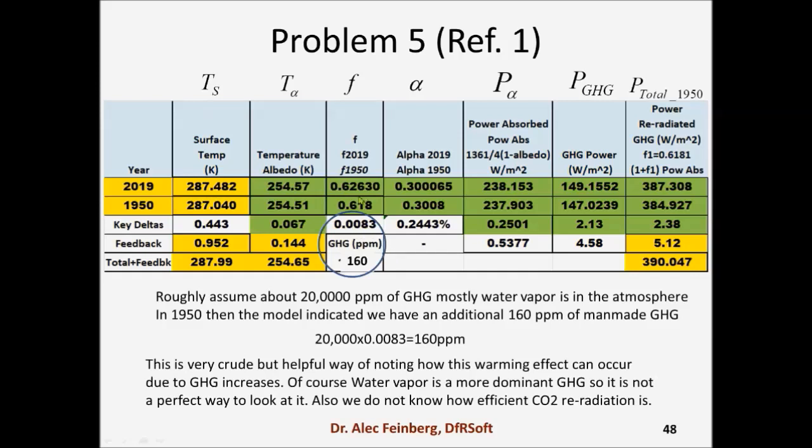We see that 0.0083 difference from our re-radiation value, and if we multiply that by 20,000, we get that 160 parts per million, and from our model, we know that it caused about 2.38 watts per meter squared and feedback issues, which brought it up to 5 watts per meter squared of warming. So we see an estimate here from that.